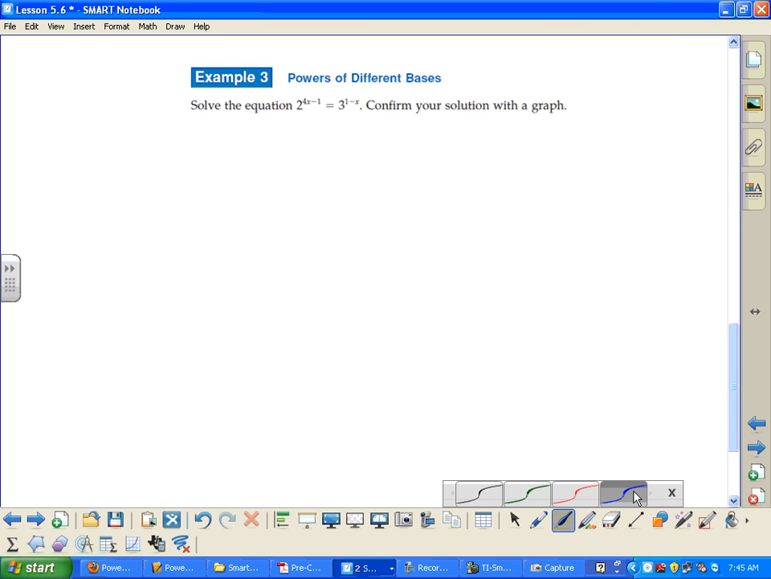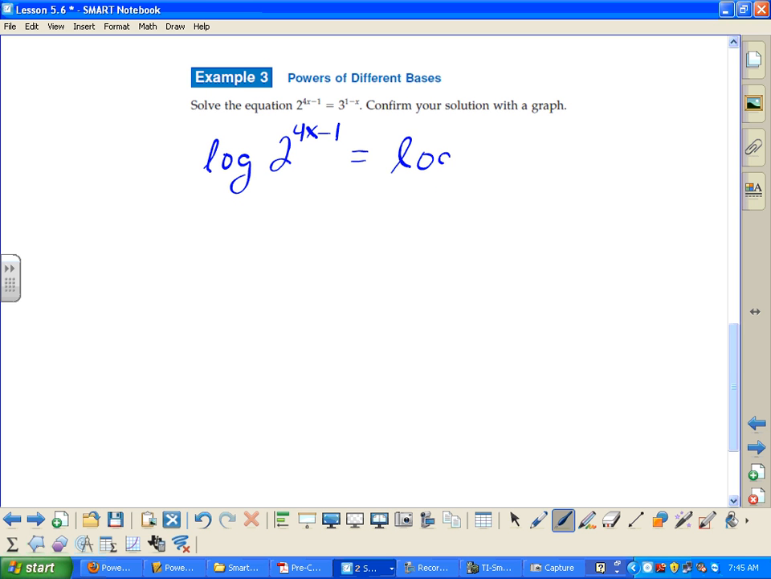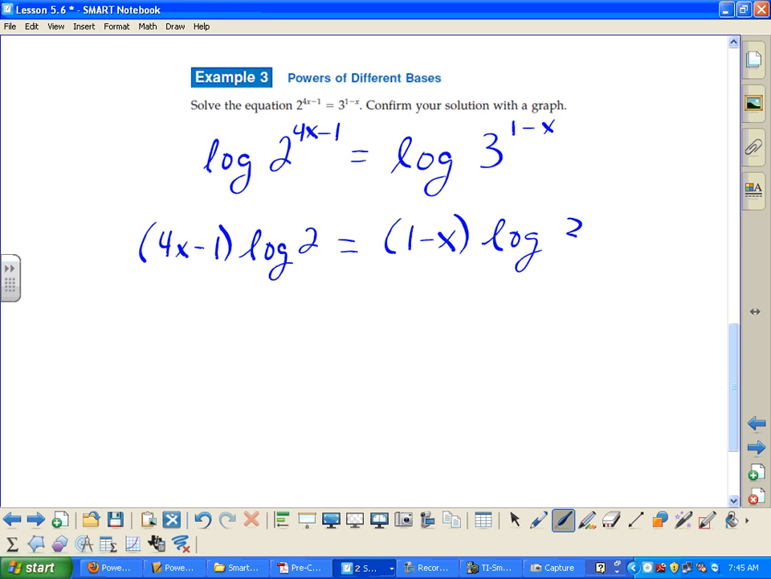And so once again, we have a base of 2 and a base of 3, and no, you can't write them with the same base, so we will, once again, take the logarithm of both sides. So we have this problem here then, and just like we did in the last one, we'll move the powers to the front. So 4x minus 1 on the log of 2, and 1 minus x on the log of 3. And don't forget to use parentheses there.